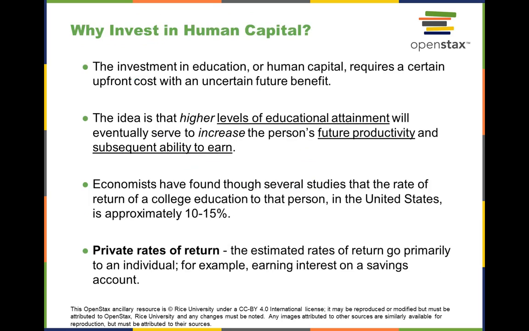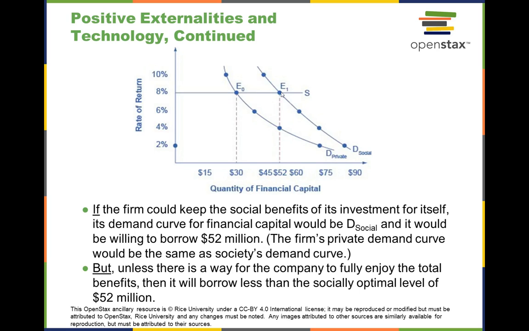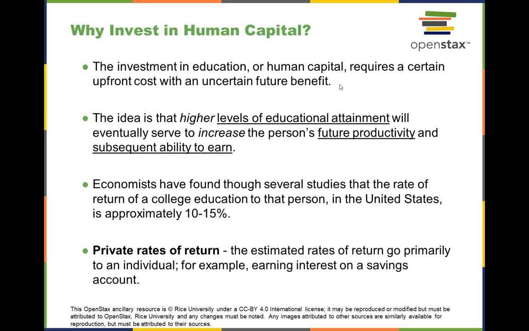extra investment. The investment in education or human capital requires a certain upfront cost with an uncertain future benefit because they don't know for certain that this is going to happen. It's possible, it's plausible, but there's no certainty. The idea is that higher levels of education attainment will eventually serve to increase the person's future productivity and subsequent ability to earn. So this is talking about investment in education, which is part of the whole research and development.